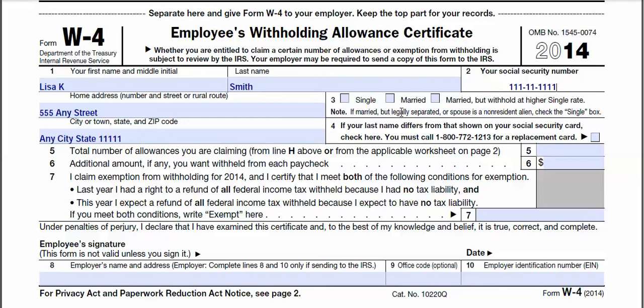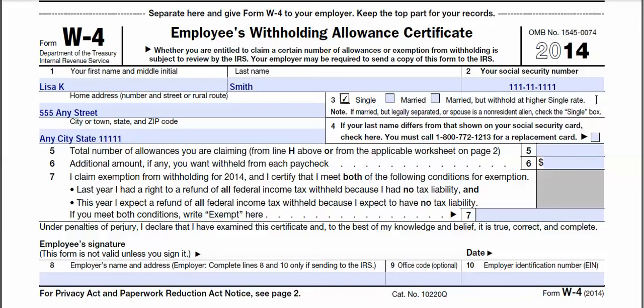But if you are married and you file your tax returns together, your checkbox would go here. Of course, single is the same as divorced, so you would check this as well for divorced. Something else you should keep in mind is single is the highest taxable category there is. So when it says married but withhold at higher single rate, some people also check the married box but withhold at higher single rate because they want to pay extra tax.